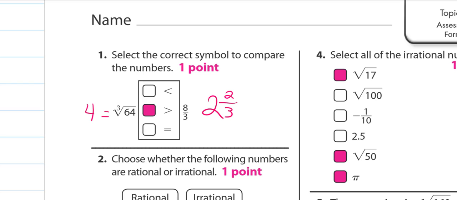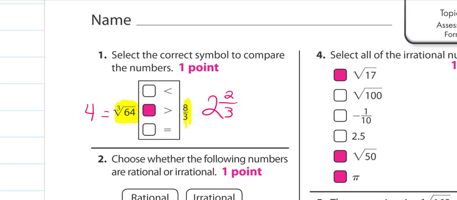So for number 1, we have to compare these two numbers that are being given here, the cubed root of 64 and 8/3. And in order to compare them, we've got to change the way that they currently are written. So the cubed root of 64 is going to be a positive 4, because we know that 4 times 4 times 4 will equal 64.